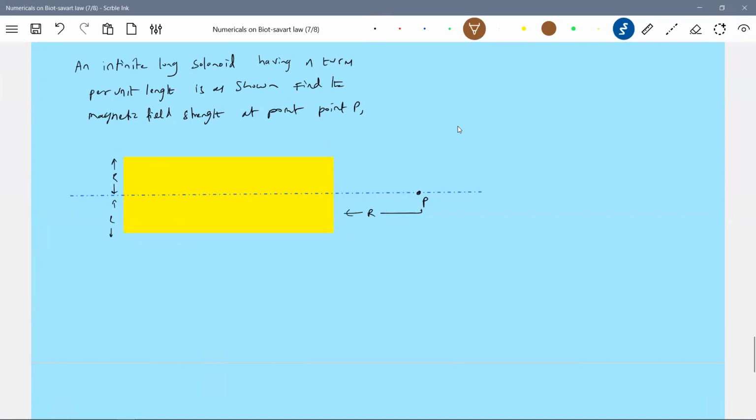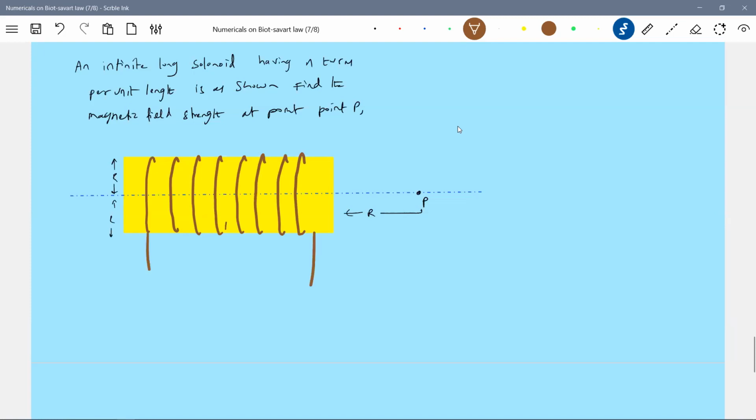So here there is a current. Actually, they are very closely wound. Again, drawing the exact solenoid will take half an hour, so a rough diagram it is. Now get into the discussion. You have to calculate the field strength at point P. Where is this? This is the axis.